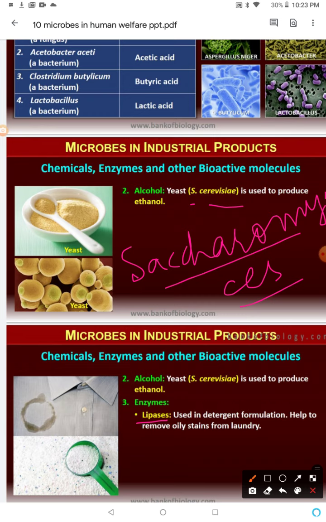Enzymes like lipases are used in detergent formulation, to help remove the oily stains from the laundry. Lipase is meant for digesting lipids.